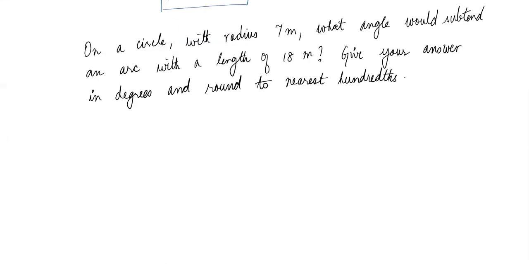All right. Now go looking for the things that we already have. We were given radius is 7 meters. Arc width is the same as arc length, 18 meters. And they're asking us what angle. So that is unknown. The angle theta is unknown.